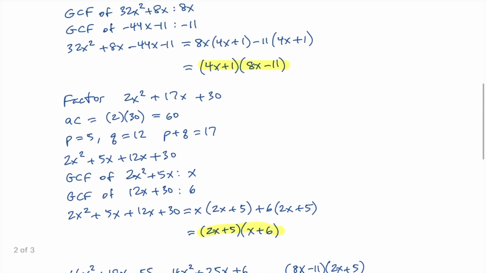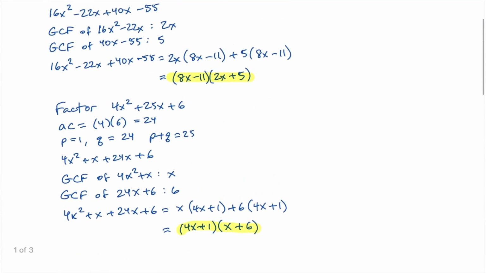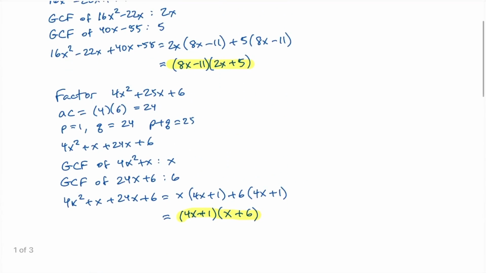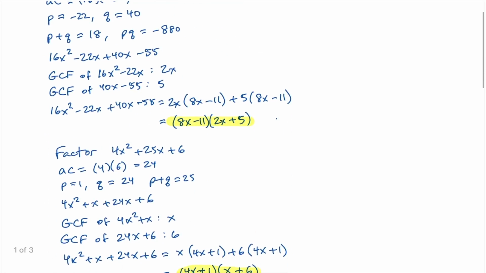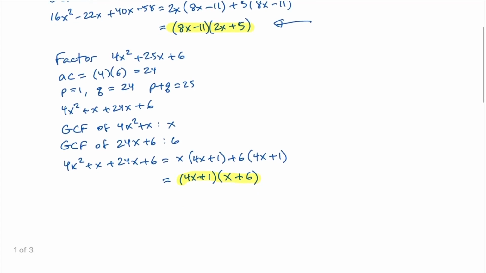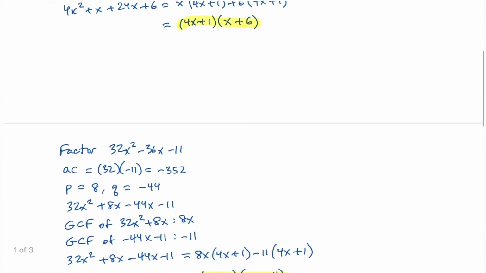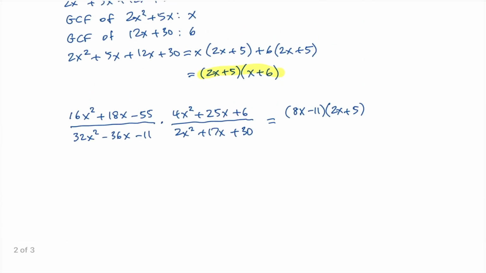Okay, so we can go up. There it is. 8x minus 11, 2x plus 5. Next, we need 4x plus 1 and x plus 6. There it is. Okay, so we've got 4x plus 1 and x plus 6.